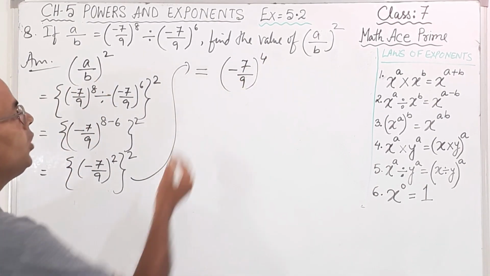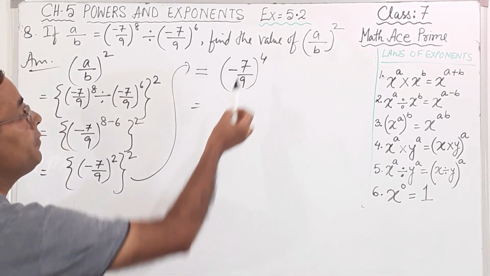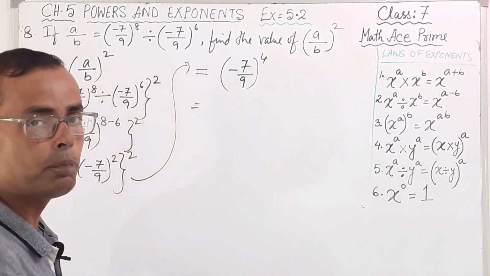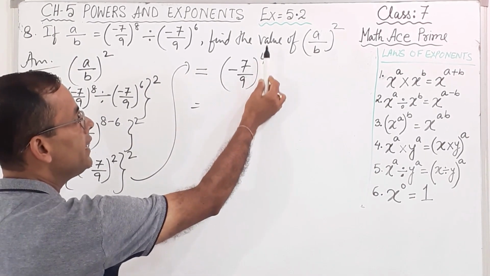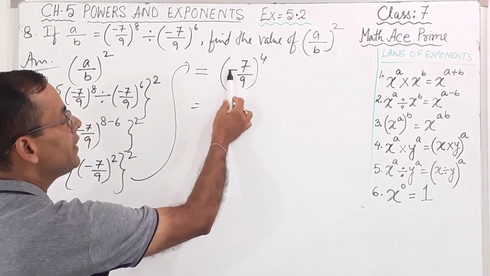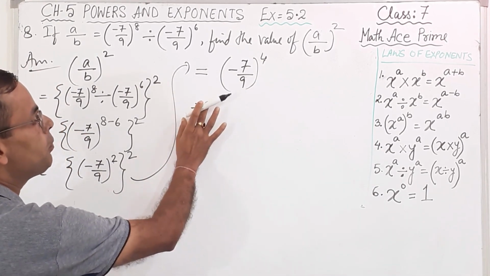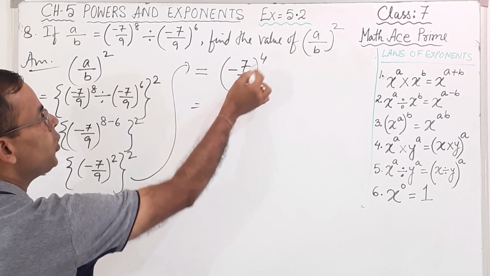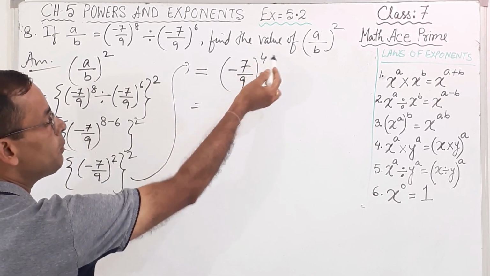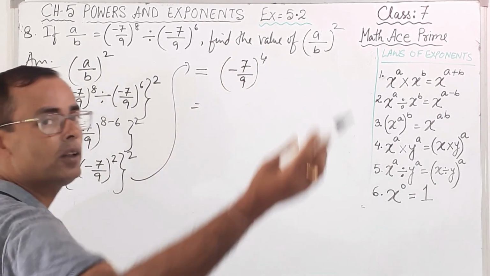Clear? Now we know if the power is positive and if it is an even number, then if inside is negative also, it will be positive. That means if the power is a positive even number, and inside it is negative, then when we open the bracket, it will always be positive. So it will be positive. Now 7 to the power 4, downside is 9. Okay, 7 by 9 to the power 4. That means 7 will be multiplied 4 times and 9 will be multiplied also 4 times.